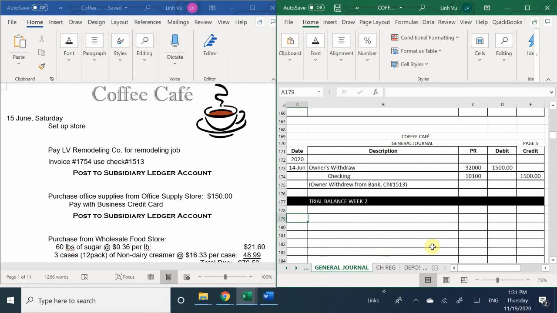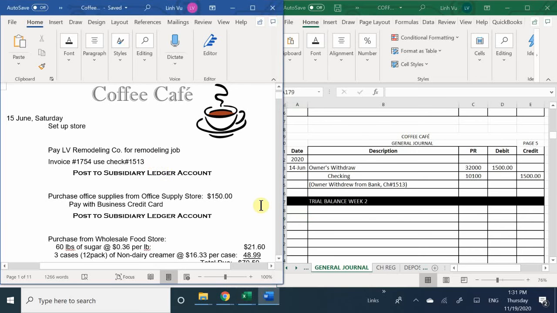Let's get started. So what happened here? Okay, so June 15th, Saturday, set up store. And then second, we have pay LV Remodeling Company for the remodeling job, invoice number 1754, and use check number 1513. I thought I modified this, but apparently I didn't. So you don't use that check number, because we already used it. Yeah. Okay.